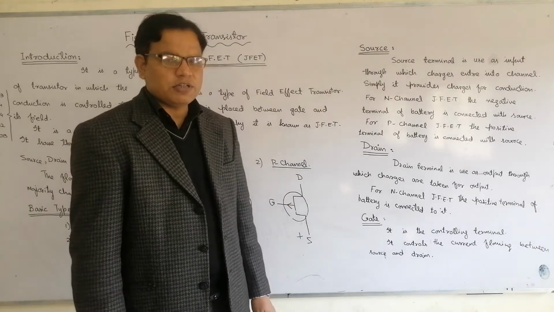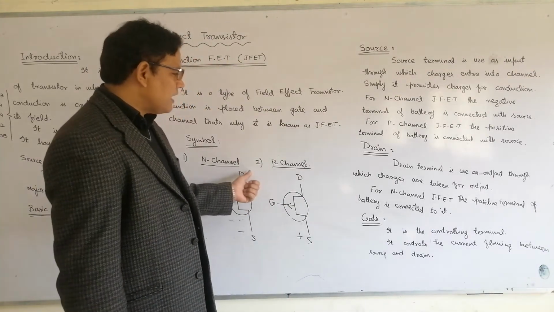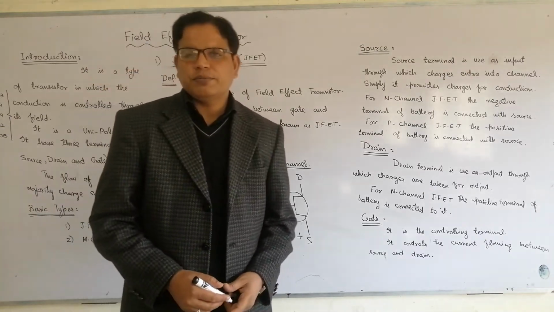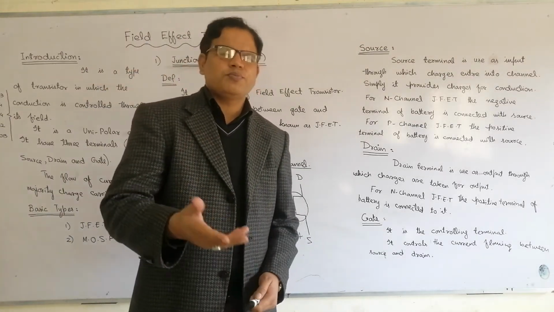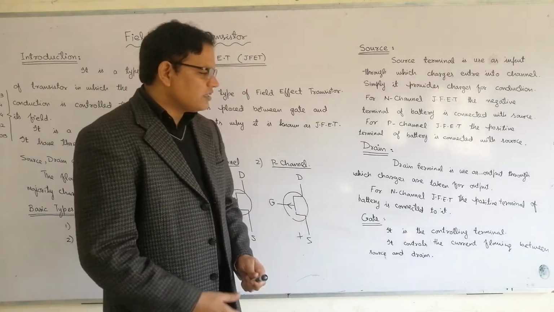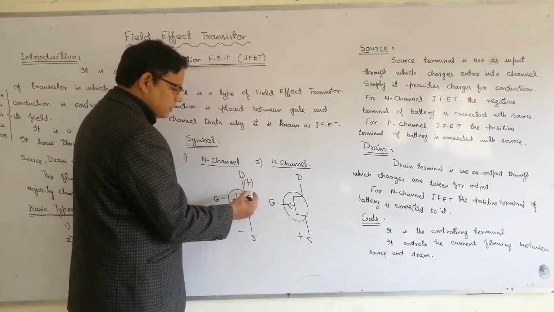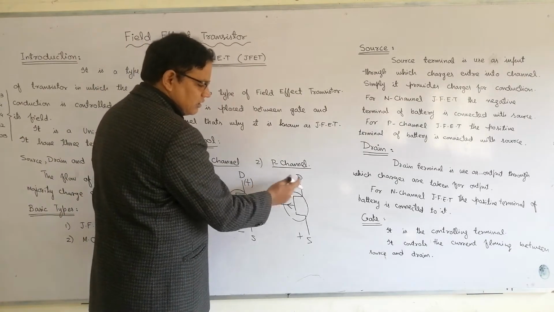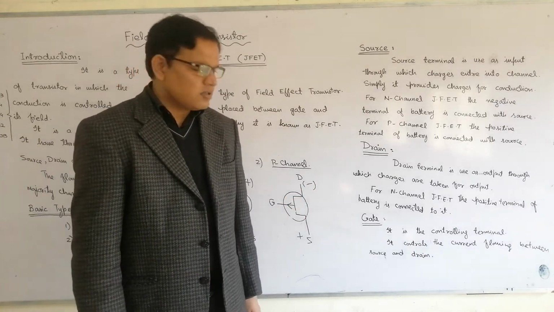What is the drain terminal? Now we will come towards the drain terminal. The drain terminal is used as the output terminal, through which the charges come out for the sake of output. For the N-channel JFET, the positive terminal of the battery will be connected to it. And in the P channel, the negative terminal will be connected to it.